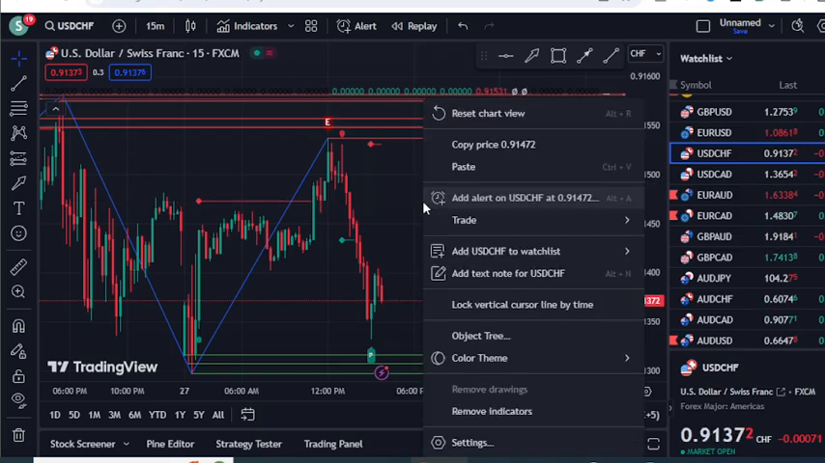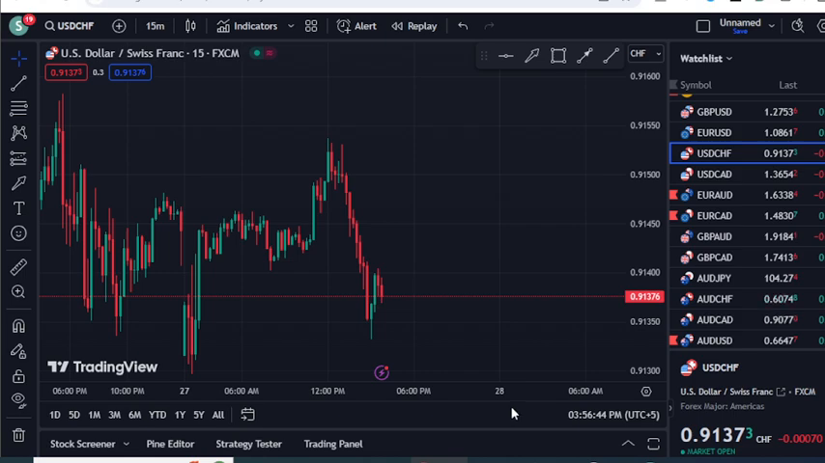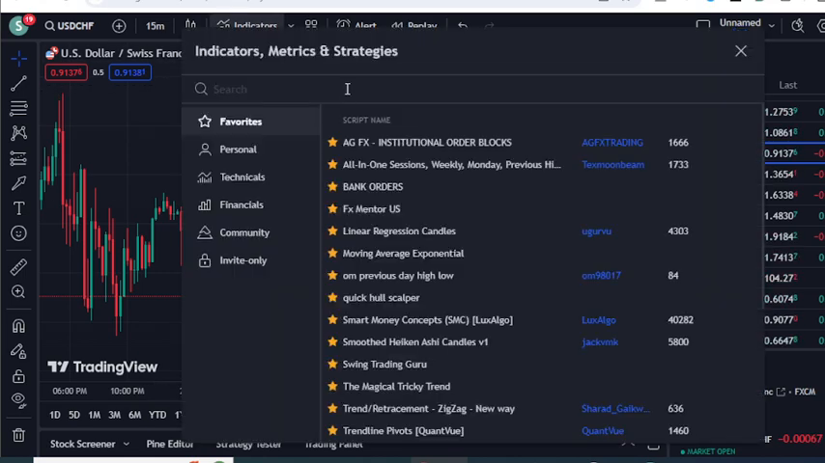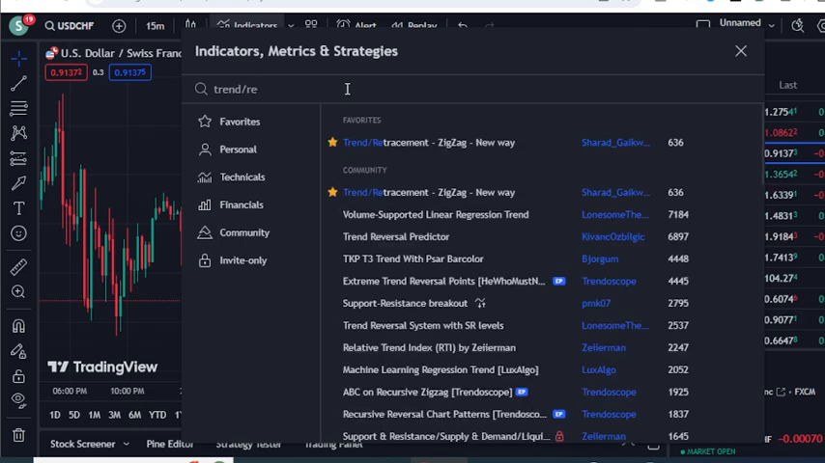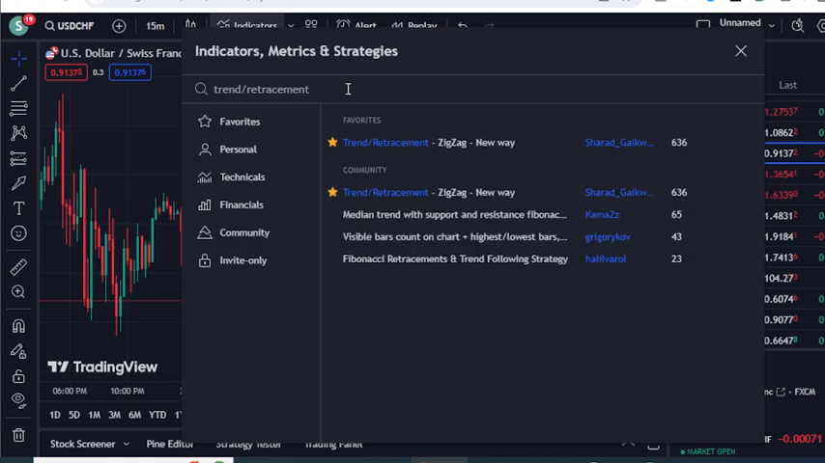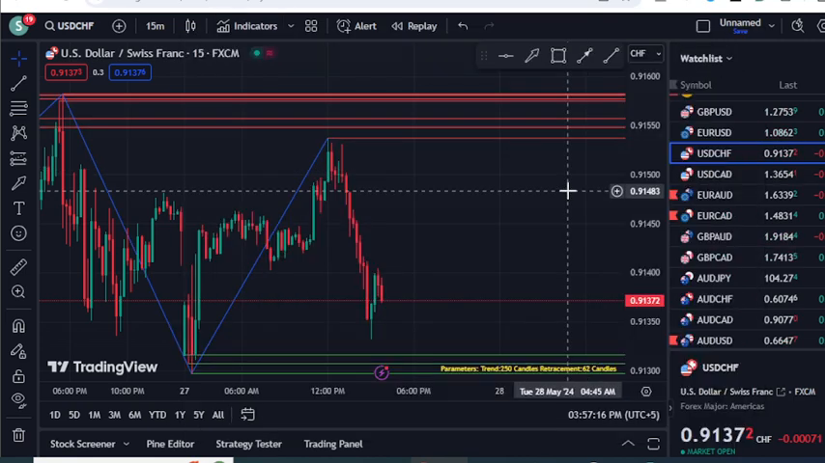Okay guys, so let's talk about the indicators. I'm going to delete this indicator section from here. Now let's go into the indicator section, and here we need to write trend slash retracement. It's important there is no gap: trend slash retracement. So this indicator will come, called trend slash retracement zigzag new way by Sharad Gake. You can see this is kind of a new indicator, it has only 636 likes at the moment. Once we click this indicator, it will be on our screen.